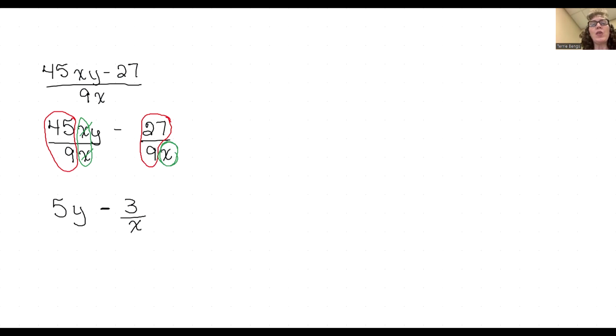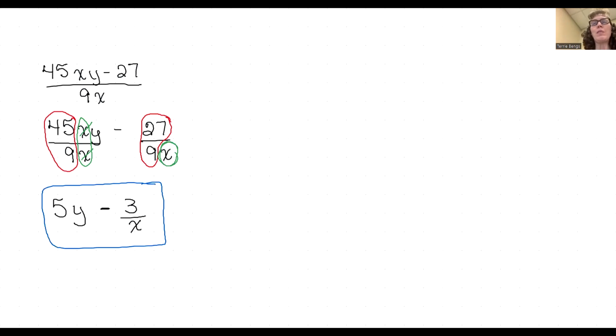All right, so we look at our problem. We have 5y minus 3 over x. And we say, hey, can we do anything else to that problem? We can't combine anything, so this becomes our final answer. All right, so let's look at another one.